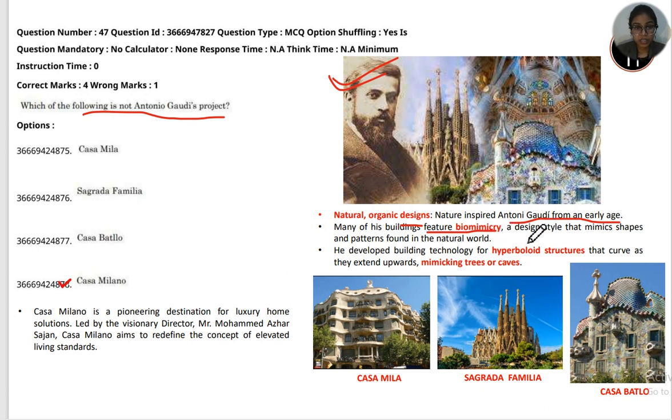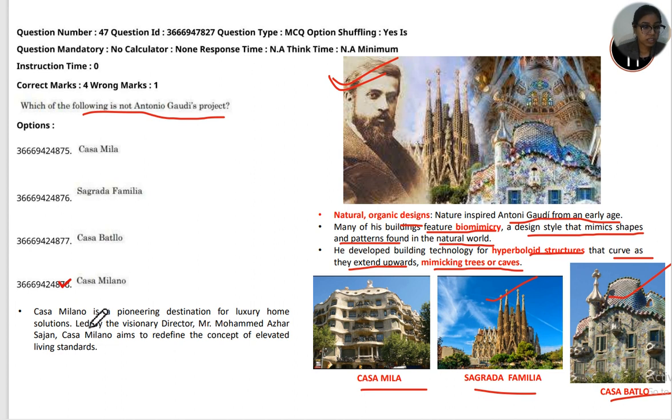So what is biomimicry? A design style that mimics shapes and patterns found in the natural world, like the shape of a leaf or the shape of a shell. These kinds of shapes inspired from the natural world come under biomimicry. He developed building technology for hyperboloid structures that curve as they extend upward, mimicking trees or caves. As you can see, these three are his famous works. Please remember these works of Antonio Gaudi with the image.